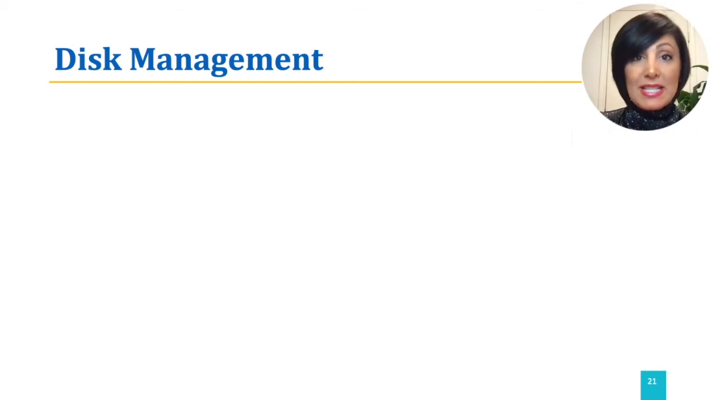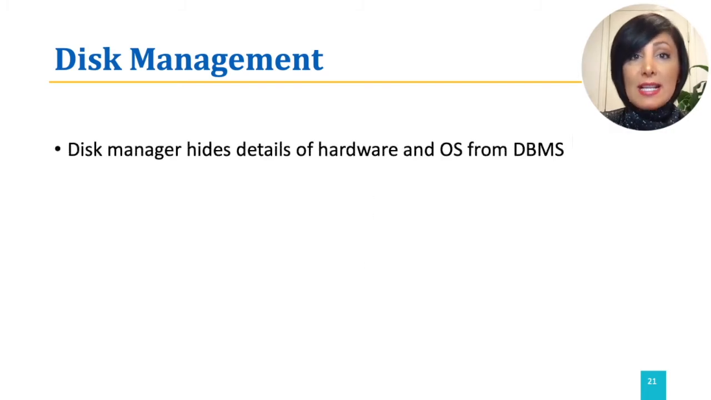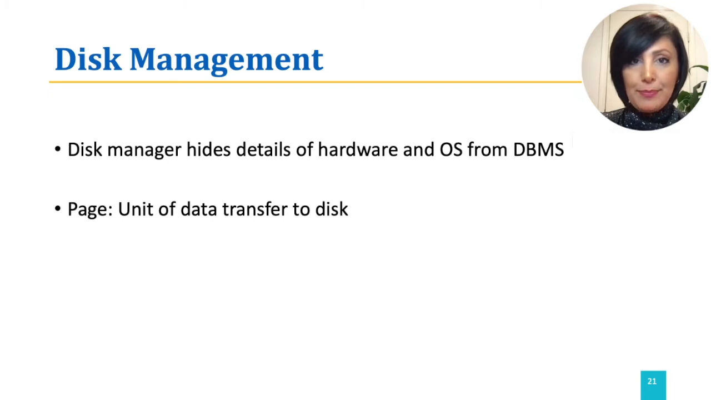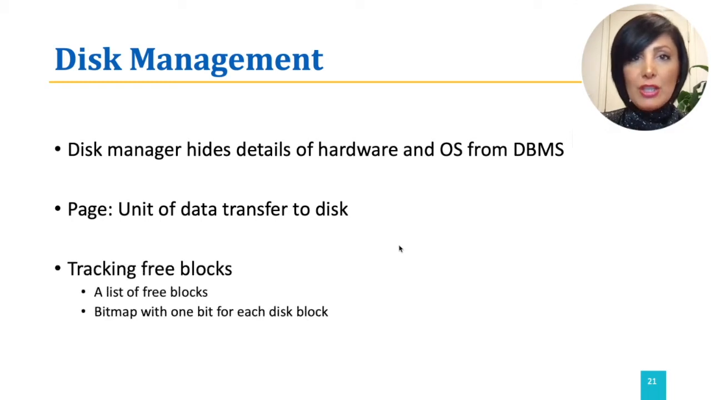A database management system's lowest level of software is the Disk Space Manager. Disk Manager hides the details of hardware and OS involved in working with disk from the database management system. The unit of data management at Disk Manager level is a page. The higher levels of software can think of data as a collection of pages. Disk Manager handles allocation and deallocation of pages, reads, writes, and handling the available space on disk.